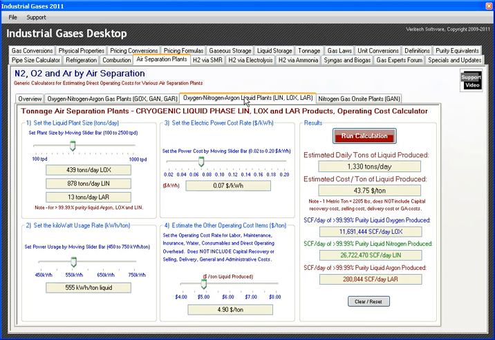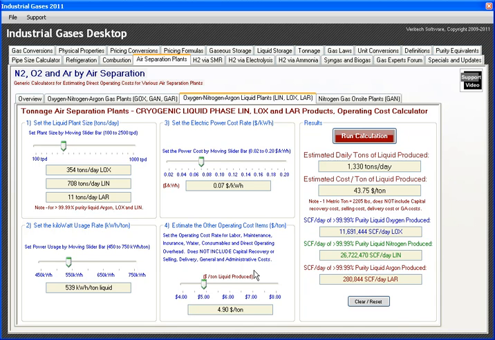Let's move to the liquid side. Here we can do the same thing. We're making all liquids. Set up the size of the plant. And now we're using more power because we have the liquefier. So I'll set the power rate at 540 kilowatt hours per ton. Our power rate is still 7 cents. And our operating cost at 490.